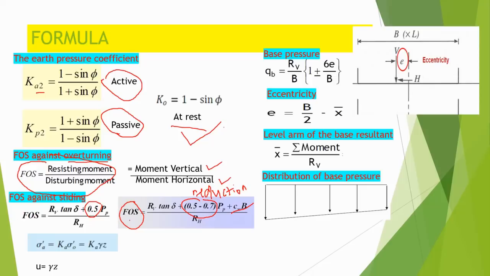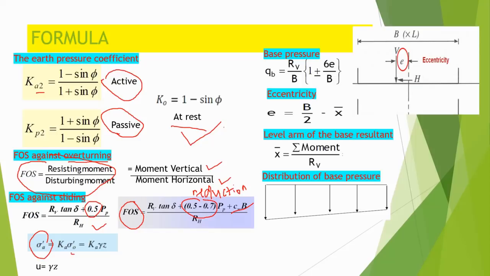Okay, so you need to memorize this formula: RV tangent delta plus 0.5, times with passive, 0.5 is reduction factor, divided by reaction of horizontal. And the most important part you need to memorize is this formula, the horizontal effective stress. The horizontal effective stress equals the coefficient of pressure times the vertical effective stress. Sigma note ni ialah vertical effective stress.